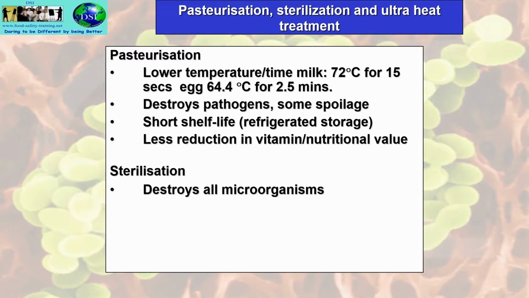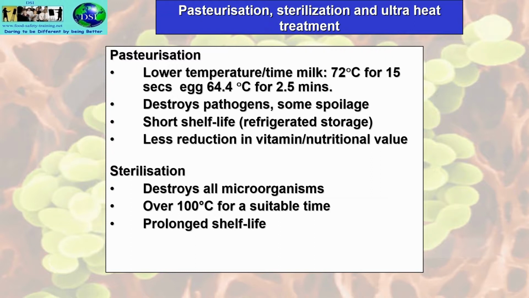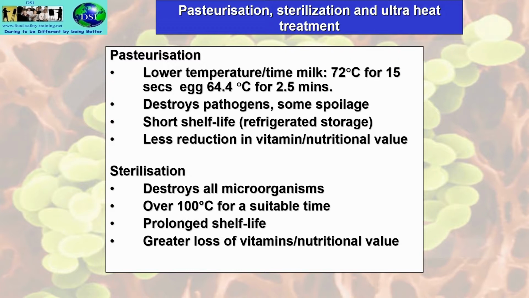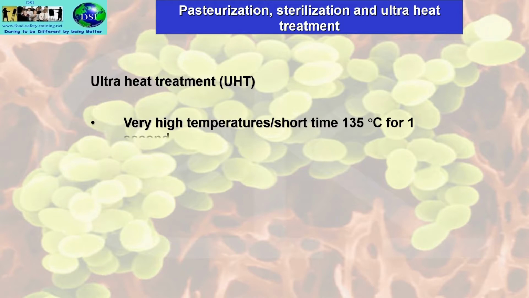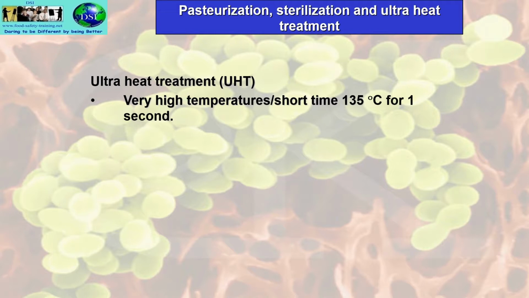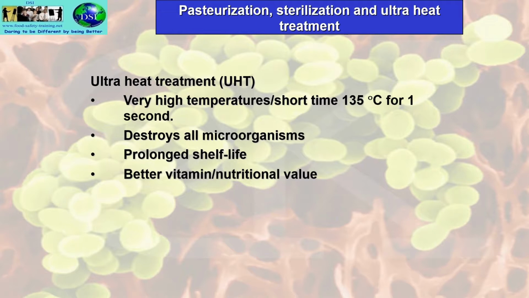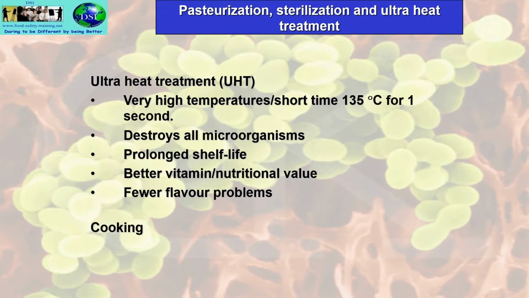Sterilization, a different temperature again, it destroys all microorganisms. It's where food products are held over 100 degrees C for a suitable period of time. It gives prolonged shelf life to the product, but however, there's a greater loss of vitamins and nutritional value. And there is a noted texture and flavor change. Ultra heat treatment, UHT, this is where we have very high temperatures for a short period of time, 135 degrees C for 1 second, for example. This destroys all microorganisms. There's a prolonged shelf life. There's a better vitamin and nutritional value. Fewer flavor problems. Then we've got cooking, where the core temperature should be equal to or greater than 75 degrees C.